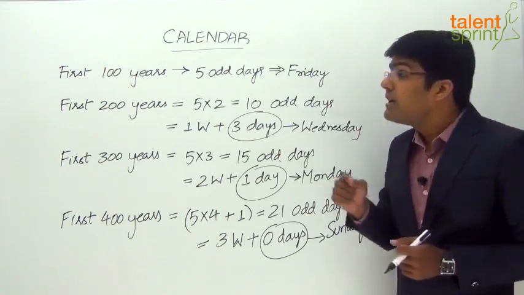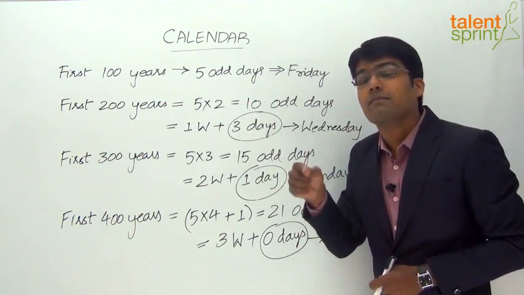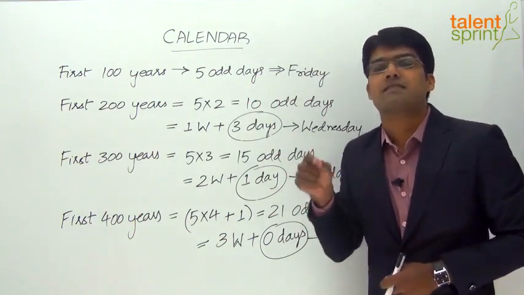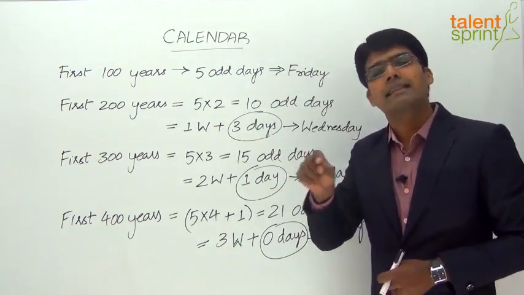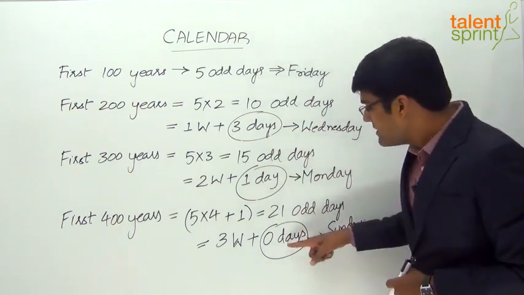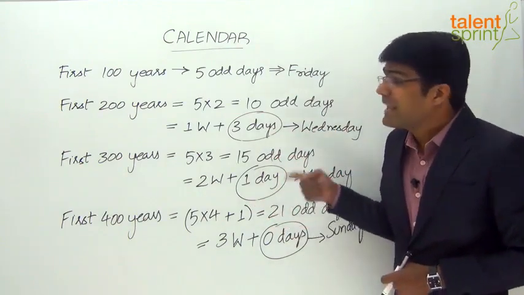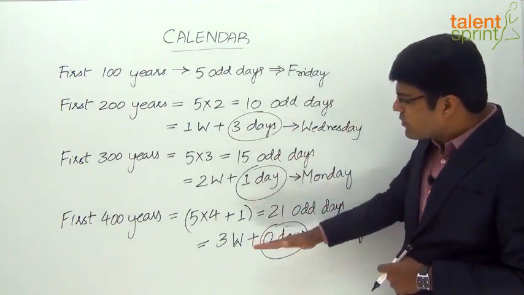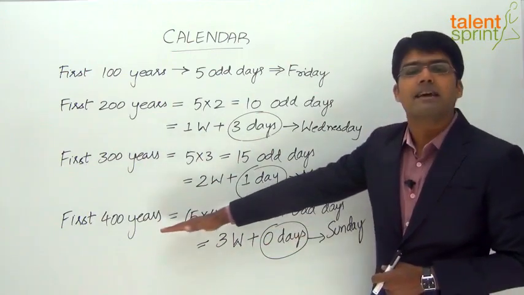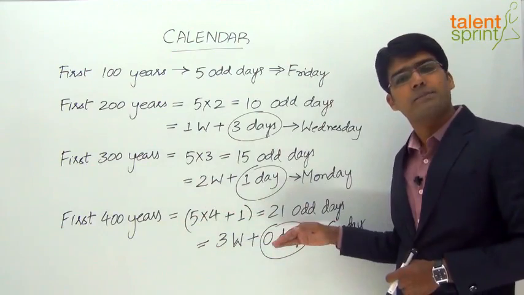Because if you remember, we started from a reference point which was the 0th day, the day before 1st January of the first year. It was a Sunday, and that was the reference for us. So we started from 0 odd days, and again we have reached 0 odd days in the first 400 years. Which means now the cycle is going to repeat. So now again, if you take the last day of the 400th year as the reference point, it was a Sunday.